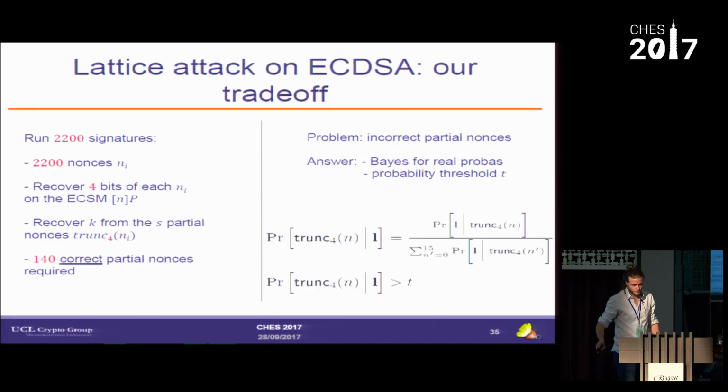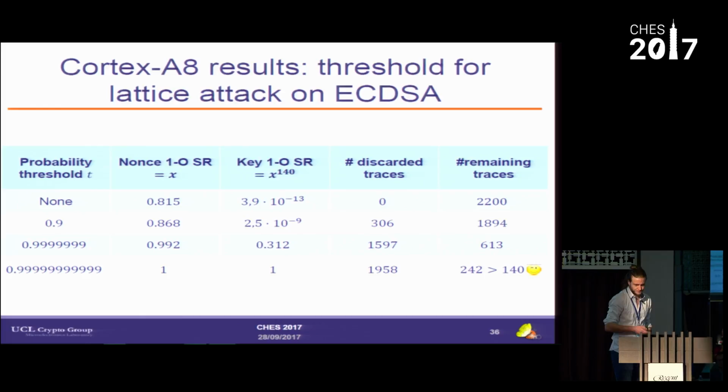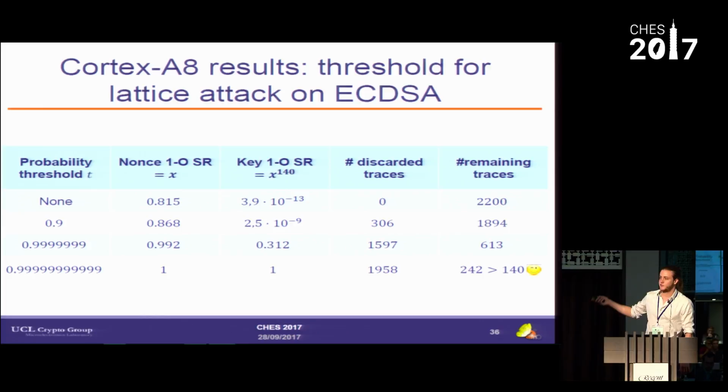And here are the results. On the left, you have the value of the threshold. Then you have the associated success rate on recovering the 4 bits of the nonce. Then you have the associated success rate on recovering the key, which is basically the success rate of recovering the nonce to the 140, because we need 140 signatures with no errors.